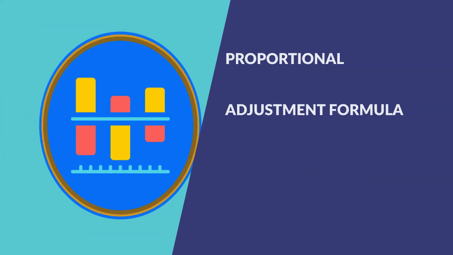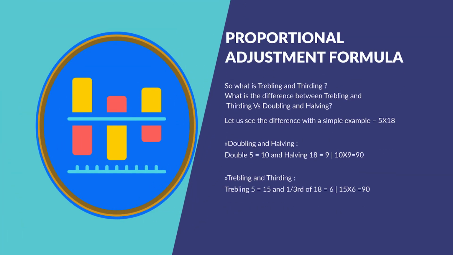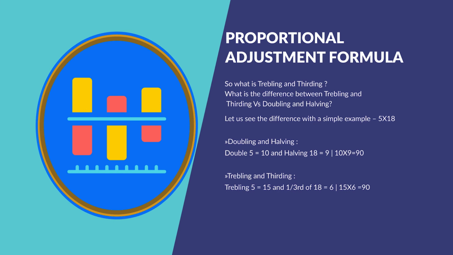So what is trebling and thirding? What is the difference between trebling and thirding versus doubling and halving? Let's see the difference with an example. 5 multiplied by 18. Doubling 5 is 10 and halving 18 is 9. So 10 multiplied by 9 is 90.